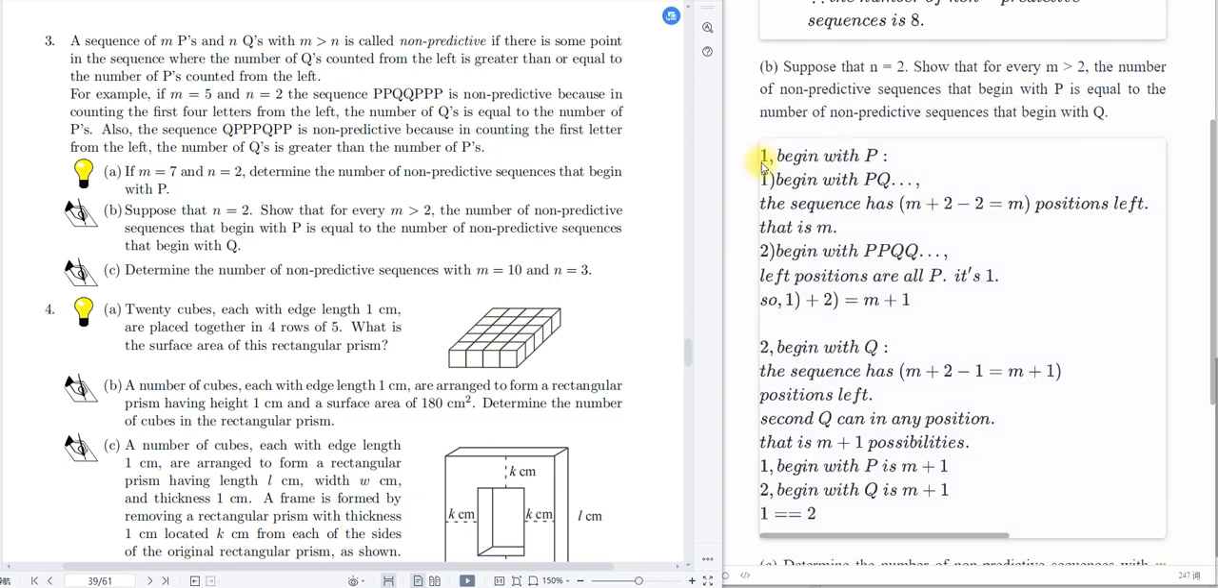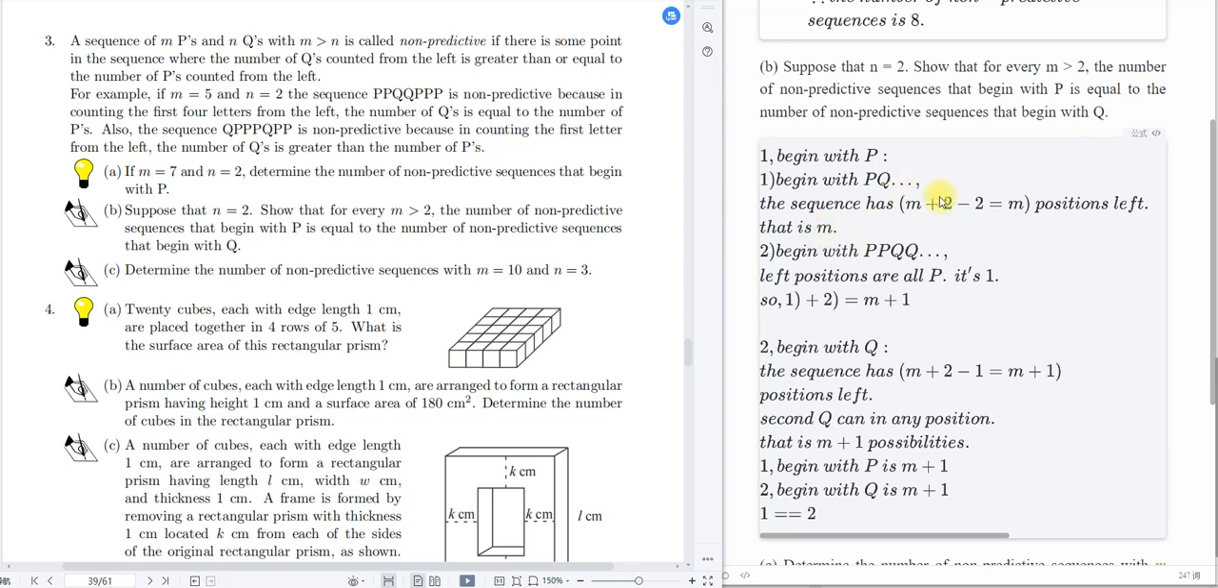Okay, so we talk about beginning with P, beginning with PQ. The whole sequence is m plus 2 positions, minus 2 for PQ, minus 2. So there are m positions left. So that is m, since the second Q can be in any of the remaining positions.